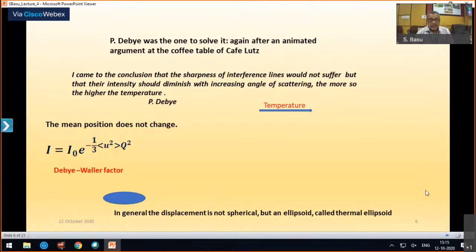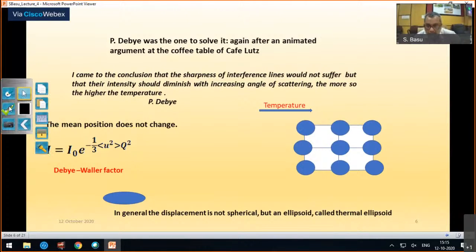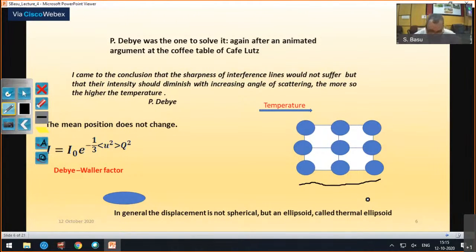And how it is evaluated is so. The fear that as you go higher in temperature, or come to a finite temperature, the periodicity of the lattice will be lost is not right. Actually, the periodicity is not lost, but the atoms vibrate around their mean position, and as you go to higher and higher temperature, the amplitude of this vibration goes up.